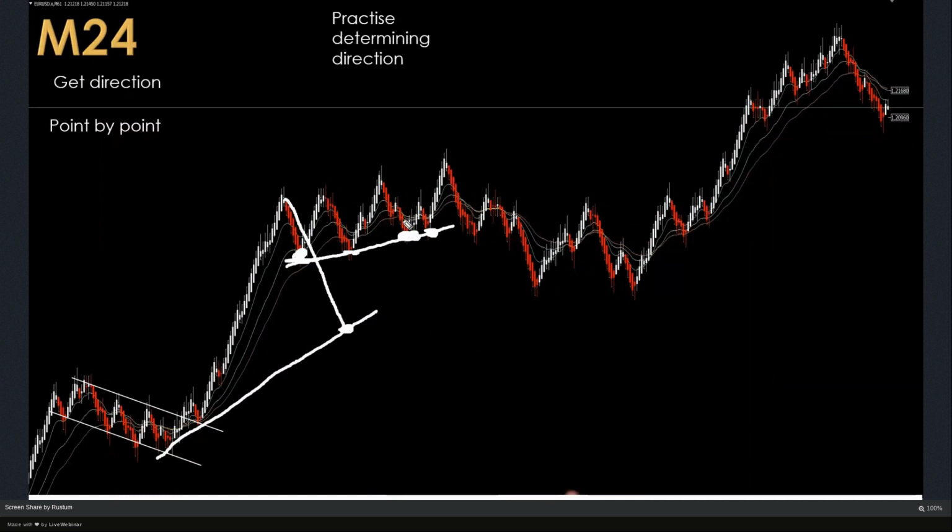Even though prices are below your EMAs, it still hasn't crossed over. It's still pointing long. These are all 3 EMAs. It hasn't crossed over yet. So you are still looking for longs. Watch this particular video again, guys.